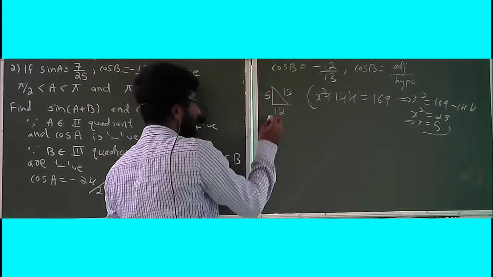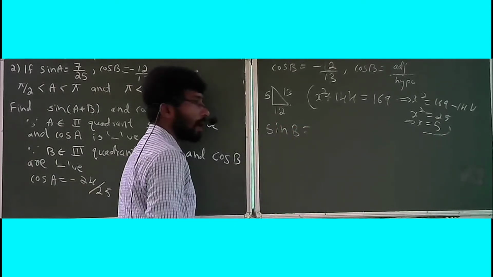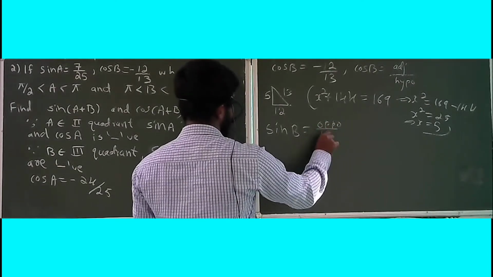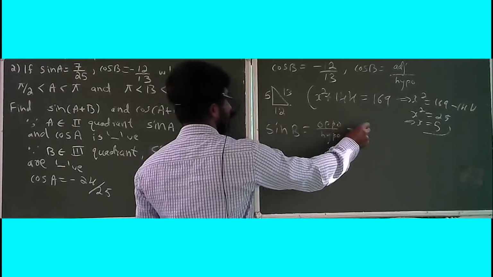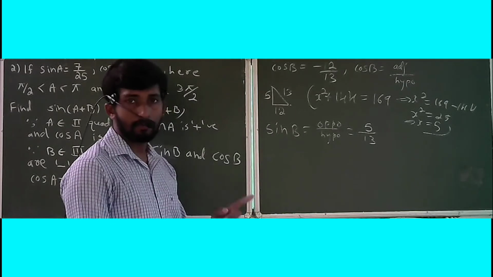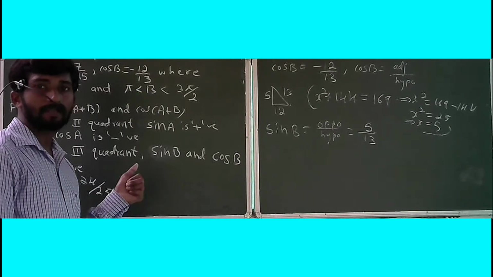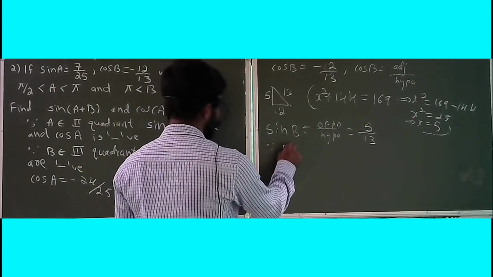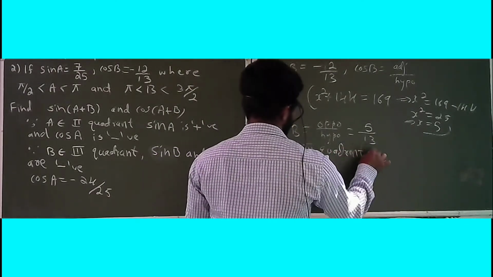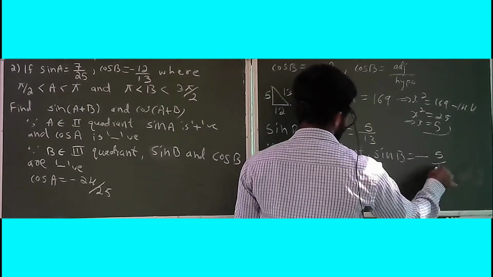So here 5. Therefore sin B is equal to, by this formula we have sin theta is equal to opposite side divided by the hypotenuse. Opposite side is equal to 5 divided by the hypotenuse 13. We have sin B value, but observe B belongs to the third quadrant. In the third quadrant sin value is negative, therefore I'll write since B belongs to third quadrant, sin B value is equal to minus 5 divided by 13.